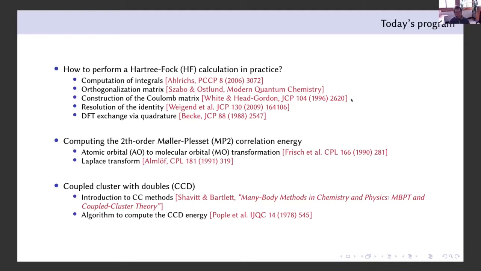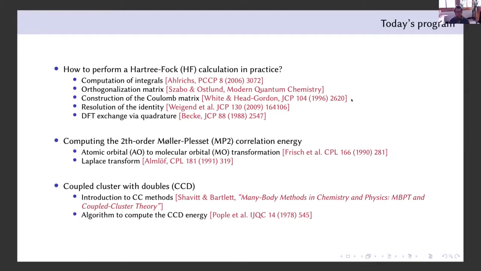And we're going to talk about the orthogonalization matrix that Vincent talked about a little bit and how to compute it very quickly. The construction of the Coulomb matrix and a trick known as resolution of the identity that is used a lot now in quantum chemistry and in many other places, of course. And how to compute the exchange, Hartree-Fock exchange, but also DFT exchange, and it's going to be a more practical aspect of what Julien talked about last week. So how do we compute energies at the DFT level?